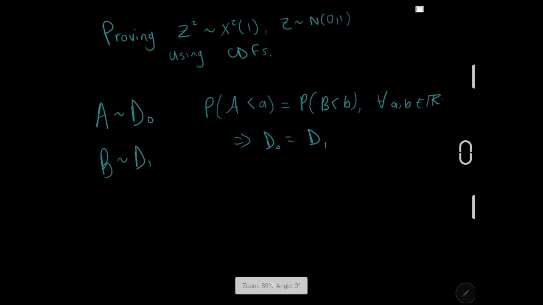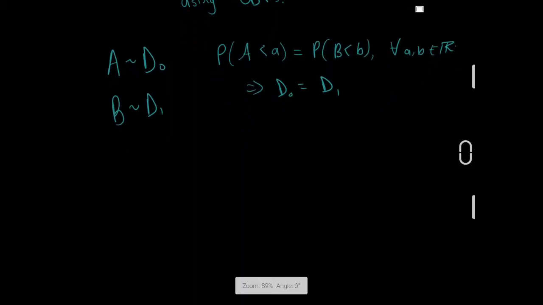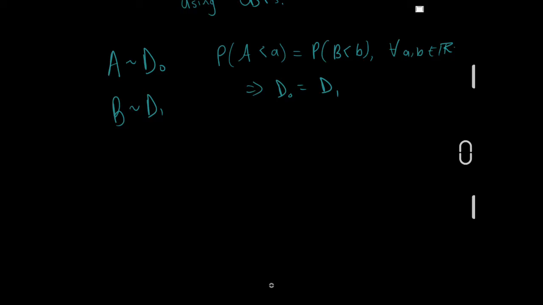So basically, all you're showing is that if the distribution function, or the CDF, of A is equal to the CDF of B, then you know that the distributions are the same. Okay, that's the first prereq, and there are probably going to be a lot more later that I forget to explain.